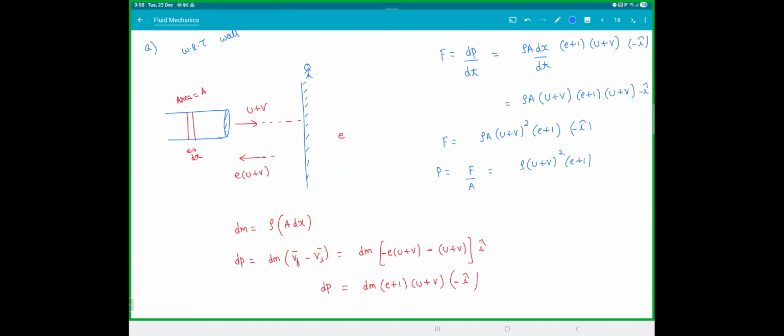How is dp calculated? dp is the change in momentum, mass times final velocity minus mass times initial velocity. Right, Vedika? So initially your velocity is (u plus v) i cap. Your final velocity is e times (u plus v) in the minus i cap direction. So I just subtracted them.